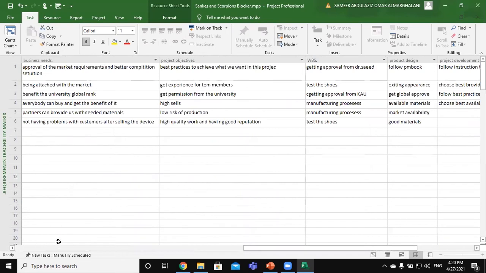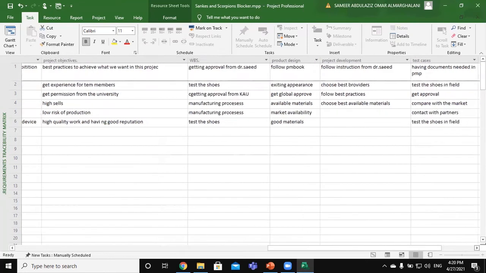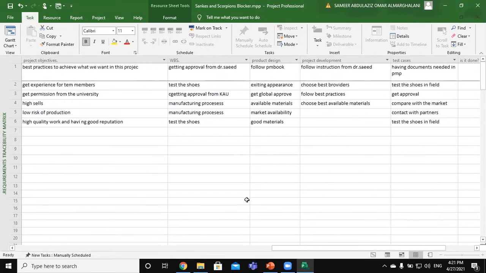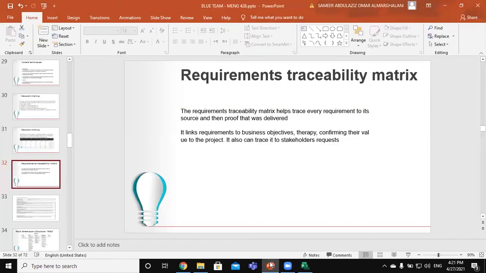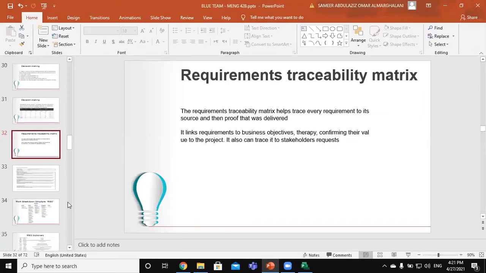But what is new here is the WBS. Where is this requirement located in the WBS? For example, first we have getting approval from Dr. Saeed. Second, we have tested the shoes, and it goes on and on. We also have the product design, project development, test cases, where this requirement can be tested to see if we have done it or not. Finally, we have whether it is done or not. That's all for collect requirements. Let's go on to my colleague.